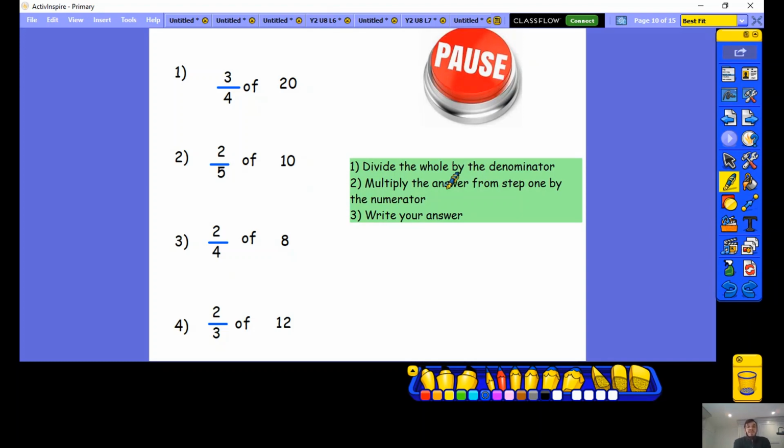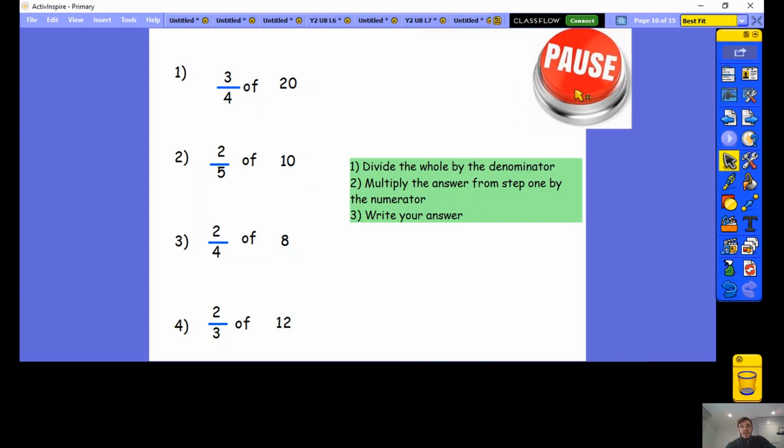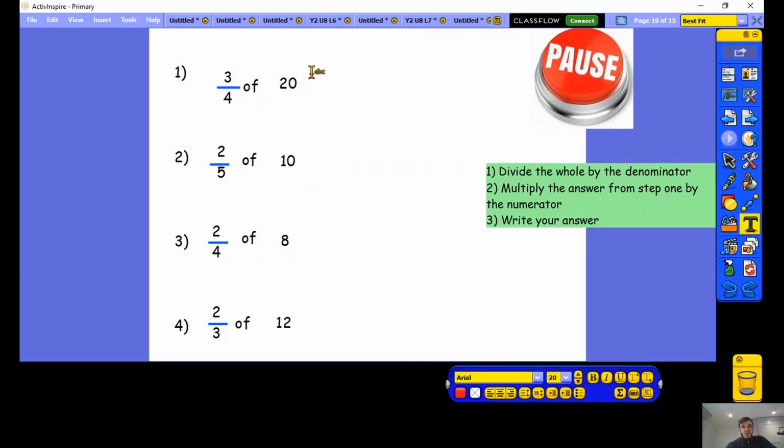Well done if you have finished these. These are what your answers should have been. You should have had 3/4 of 20 should equal 15. Why? Because 1/4 of 20 was 5, but you've got 3/4 of 20, so you have to times 5 by 3 and get 15. What is 2/5 of 10? Well, we had to do step 1, divide the whole by the denominator. So it was 10 divided by 5, which equaled 2. And then multiply the answer from step 1, which was 2, by the numerator, which is also 2. So 2 times 2 is 4.